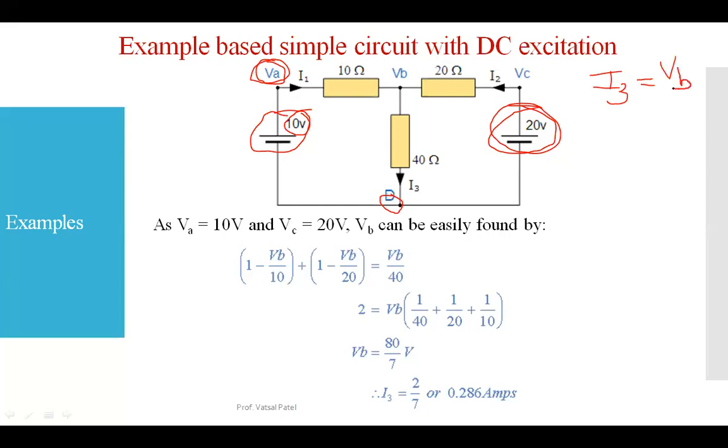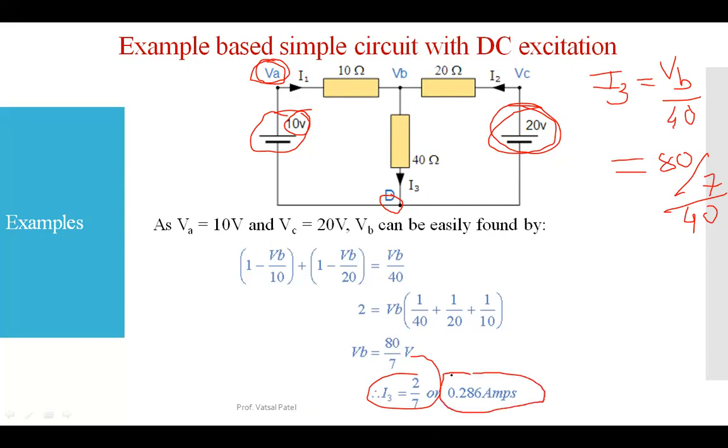It is VB by 40. So VB we are getting here, it is 80 by 7 divided by 40. So from that we can identify the current I3 is equal to 2 by 7. If you remember, this value we already obtained in our mesh analysis, you can cross check. So the I3 component that we identify is 0.286 ampere.